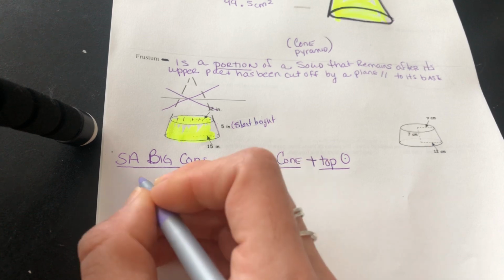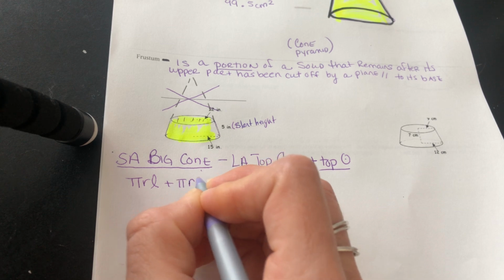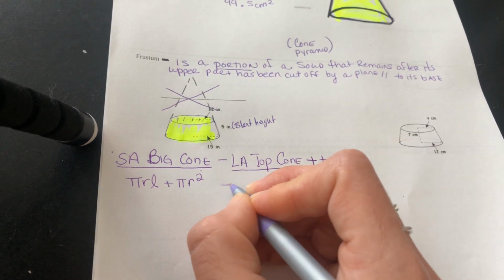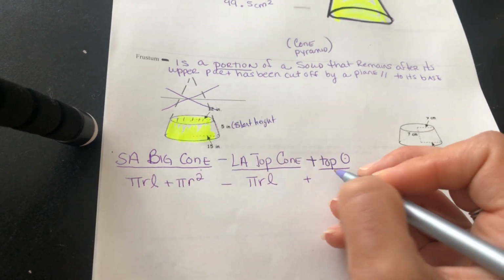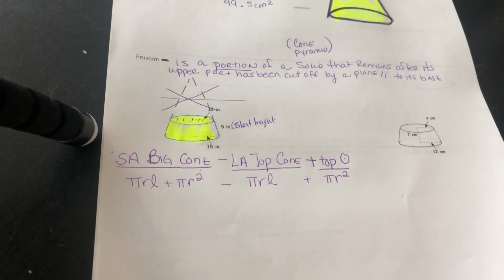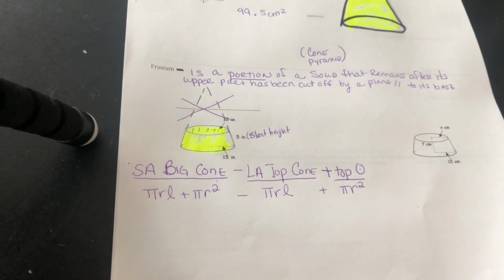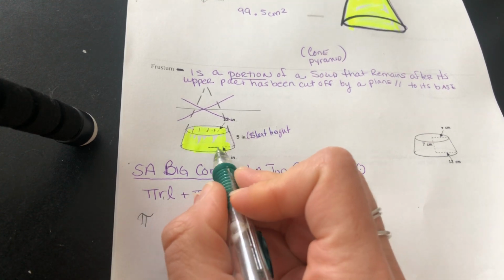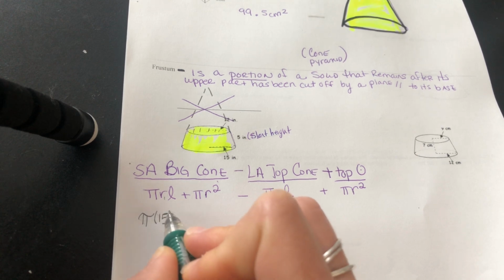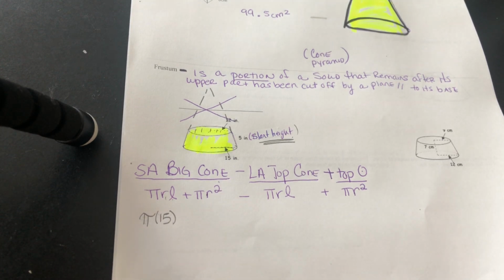So if you remember, surface area of a cone is pi r L plus pi r squared, one of them, minus the lateral area, pi r L, plus the top circle, which is just pi r squared. That's it. All right, so let's see what we have for our values. So we have pi. The radius of the big cone is this, 15. Slant height, yes, thank God they gave me the slant height. It makes my life very easy.